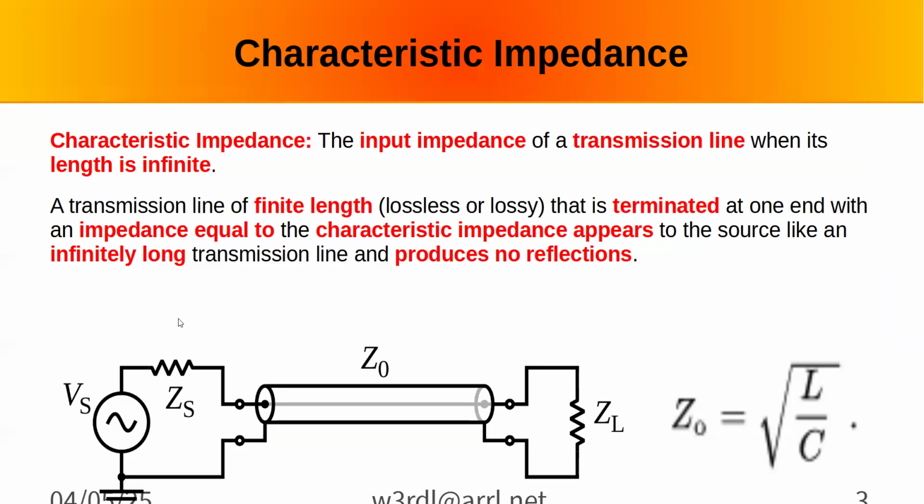So characteristic impedance of a transmission line is defined as the impedance you see looking into the line if it's infinitely long. So if you terminate the line in its characteristic impedance, you don't see any reflections. It acts as a perfect transmission line, except there's a little bit of loss along the way.